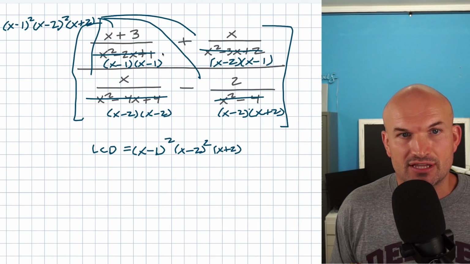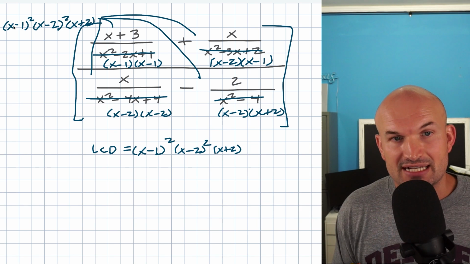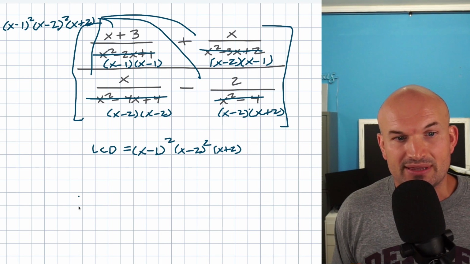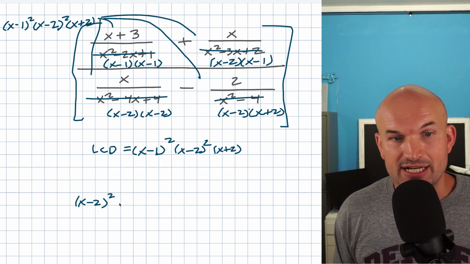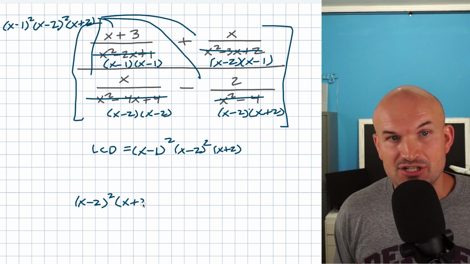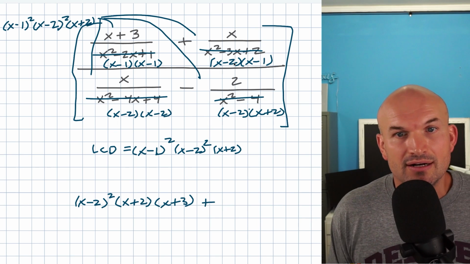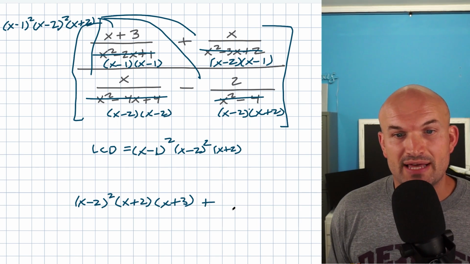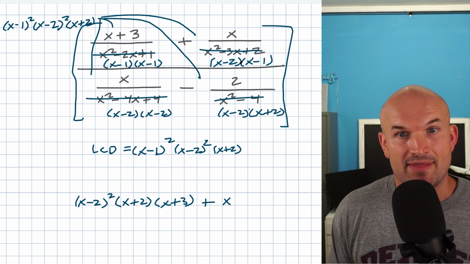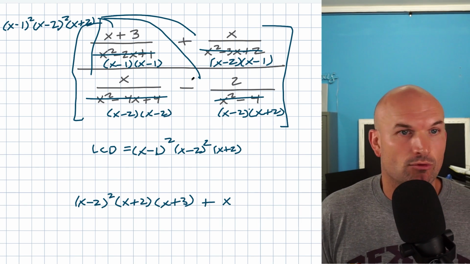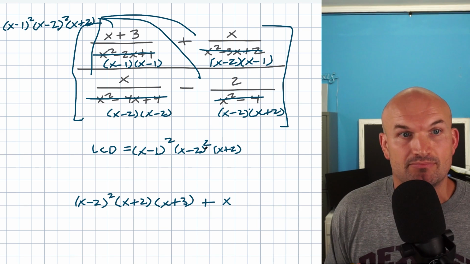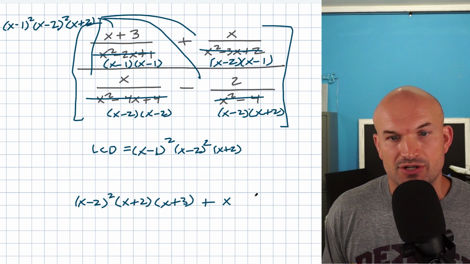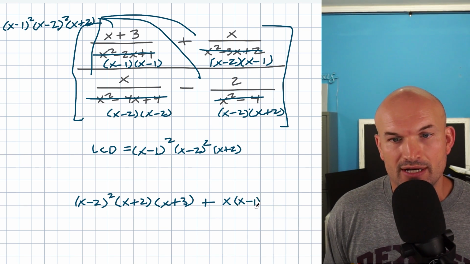Right? So let's take a look at this first upper left expression. The x minus 1 squared will divide out. That's going to leave me with an x minus 2 quantity squared times an x plus 2 times an x plus 3. All right, and then plus over here, when I multiply this, the x minus 2 times the x minus 1 will divide out. I'm going to have my original x, and then only one x minus 1, only one x minus 2, and an x plus 2. So that'd be an x times an x minus 1 times an x minus 2 times an x plus 2.